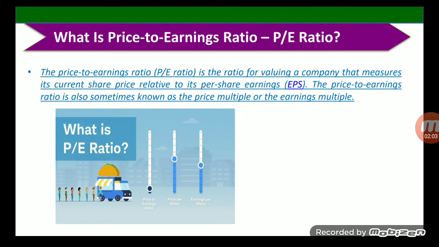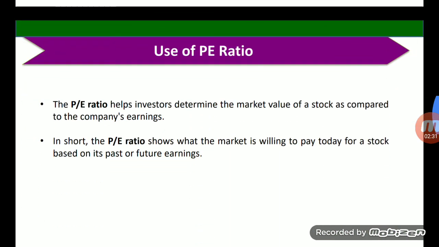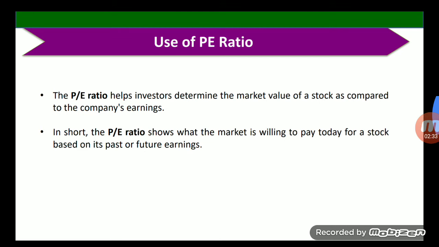Price to earning ratio is used for valuing a company on the basis of the current share price and its relative per share earning. So this ratio shows us the relative comparison between the share price and its per share earning. What are the uses of P ratio?